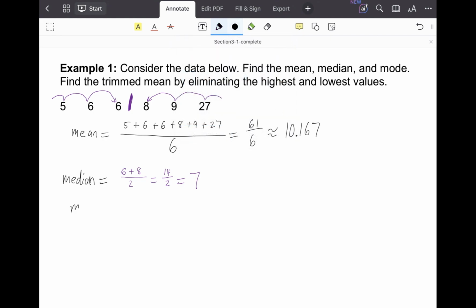Mode, the most frequent one, which is 6. There are 2 6s, everything else has just a single value.